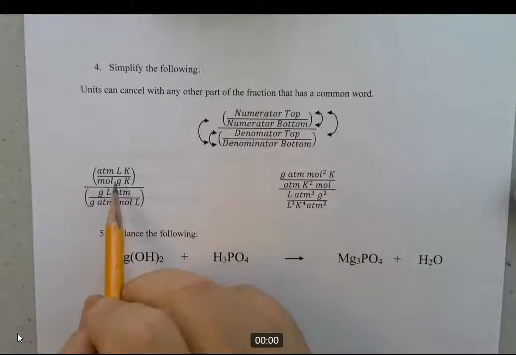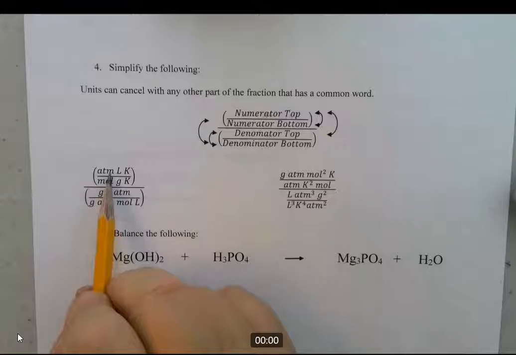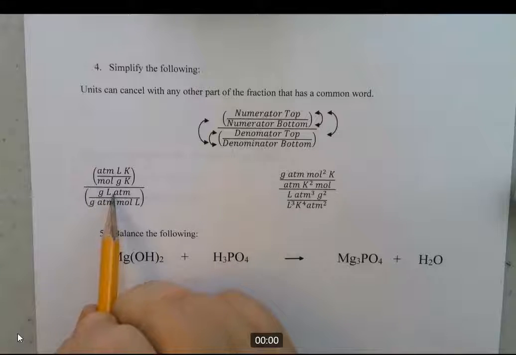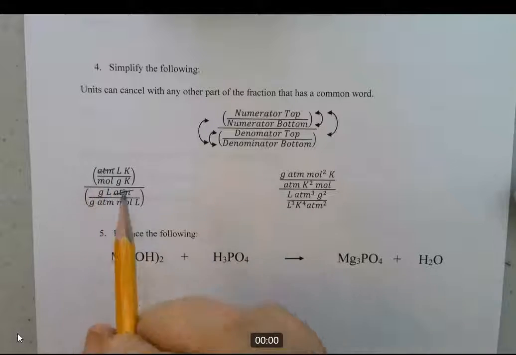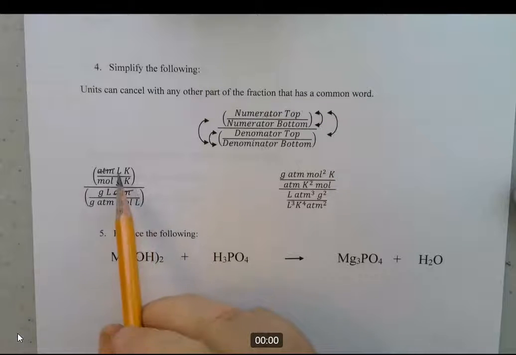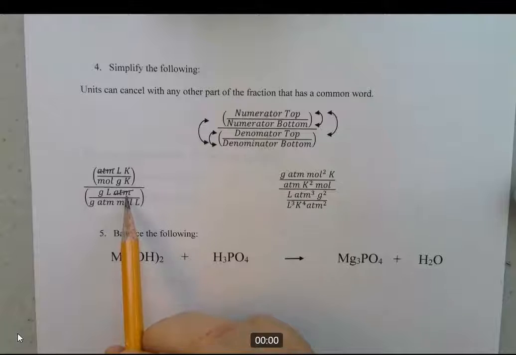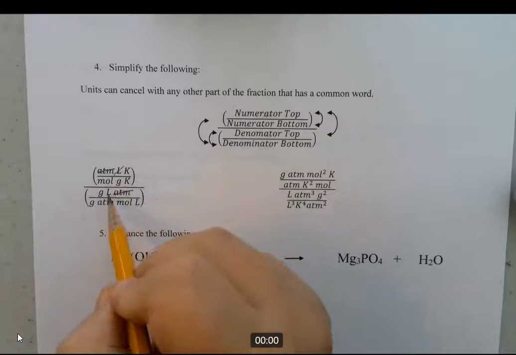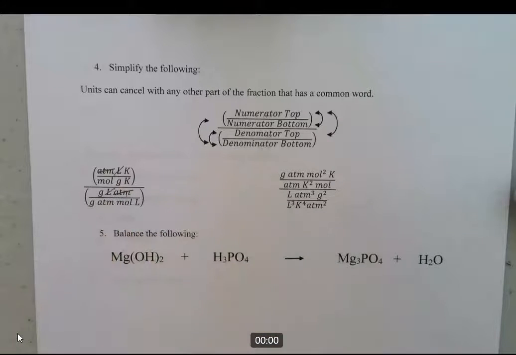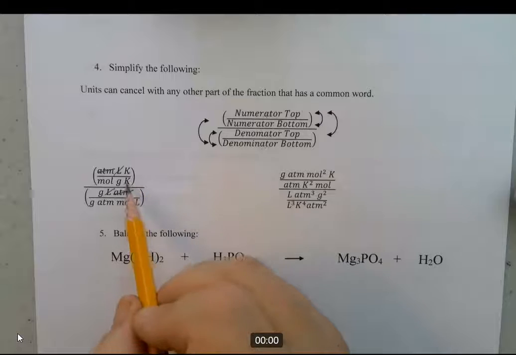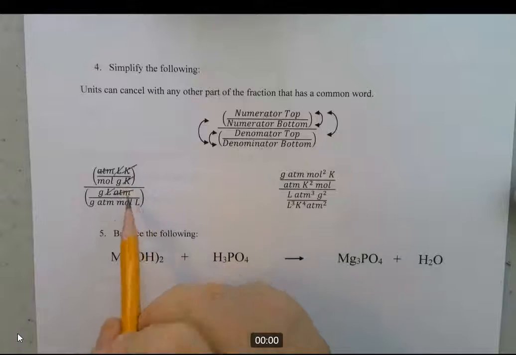So let's start at the very top. We have atmospheres. This is a numerator top. So atmospheres can cancel with numerator bottom. We don't see it there. Or denominator top. And we do see it there. So we're going to cancel atmospheres and atmospheres. Now let's go to liters. Liters could cancel with numerator bottom or with denominator top. And you do see liters in denominator top, so cancel those. And Kelvin. Kelvin's in numerator top. It could cancel with numerator bottom. There is a Kelvin there, so we'll cancel that.